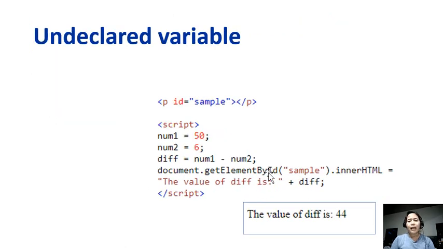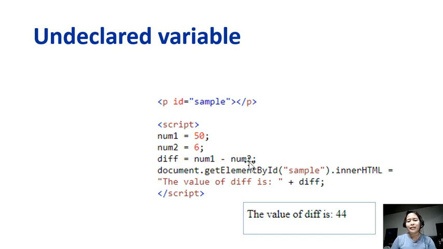Now, what will happen to undeclared variables? Actually, it will still run in JavaScript even though you don't use var or let to declare a variable. So for instance, here you have num1 is equal to 50 and num2 is equal to 6. When you declare the third variable diff without even specifying var or let, that is still allowed in JavaScript, although you might have problems in the future.